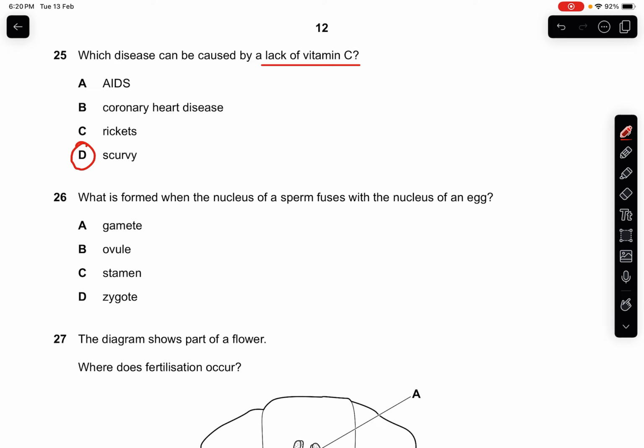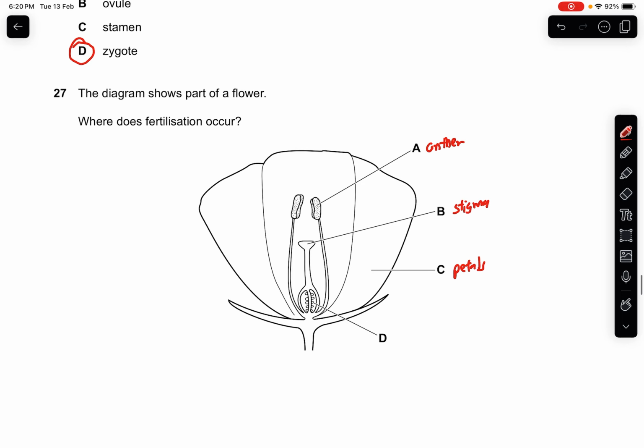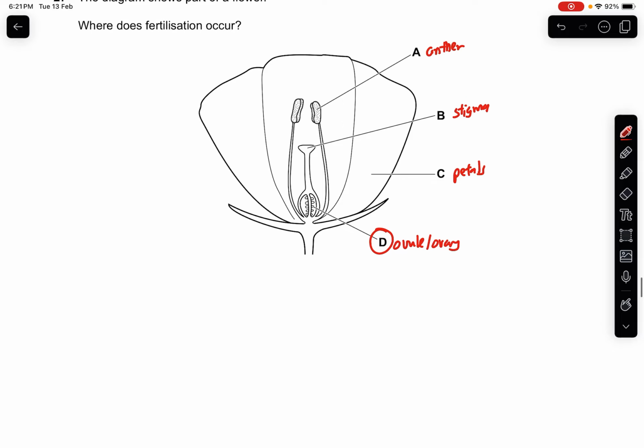Question 26. What is formed when the nucleus of a sperm fuses with the nucleus of an egg? So when it fertilizes, what happens between two gametes together is that they will form what we call a zygote, D. Question 27. The diagram shows part of a flower. Where does fertilization occur? So these parts are the anther, B is a stigma, and C is just the petals, D would be the ovule or maybe the ovaries. So the answer for this question would be D, because that's where all the fertilization occurs and that will form the zygote in the plant.